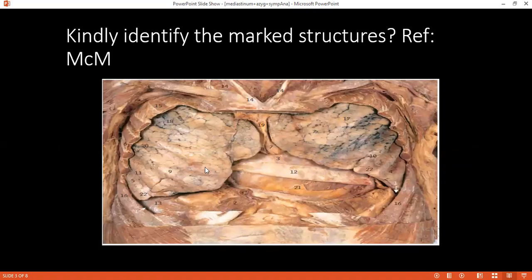What are you looking at? I'm looking at the anterior chest wall, into the thoracic cavity. So what are the organs that you can identify? The lung, the heart, the diaphragm, the liver. Okay, and this one? Pericardium or heart. Okay, good. Anything here? Spleen.